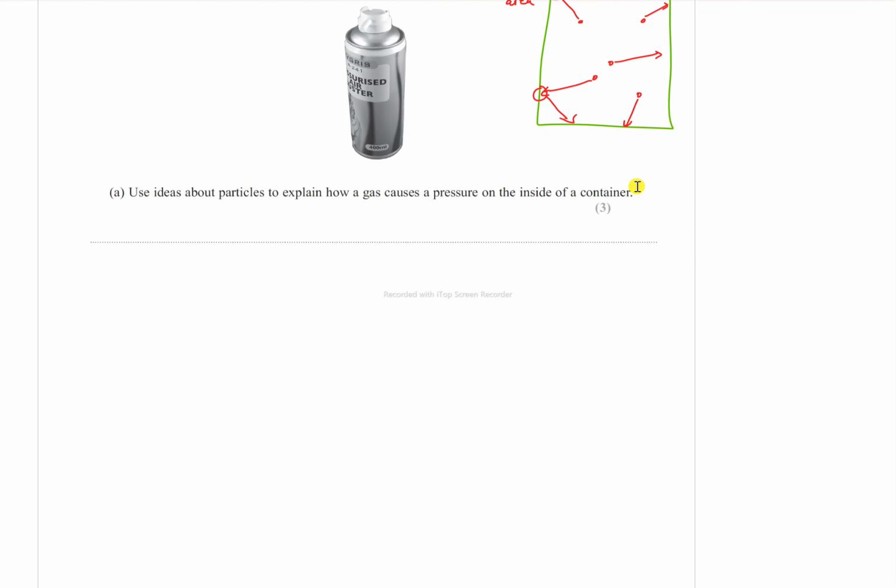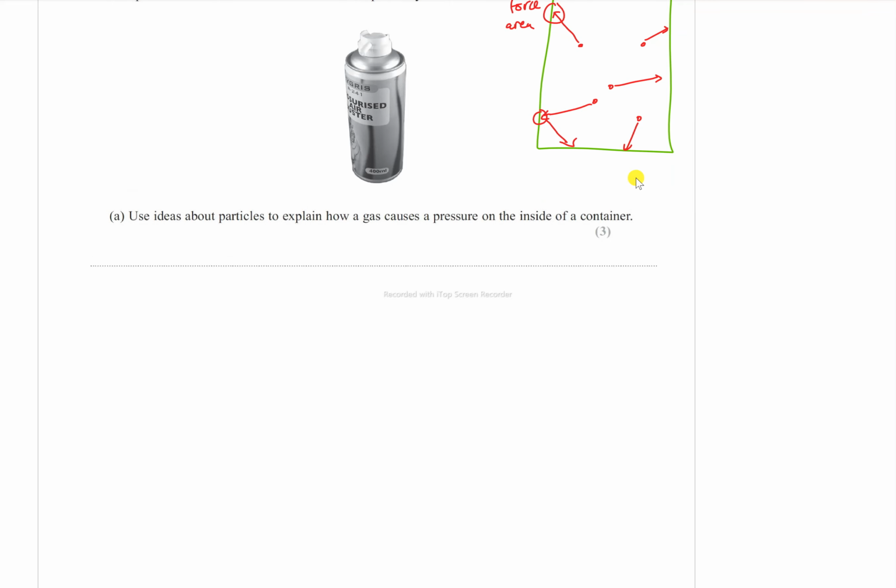Right, so 3 marker. So we can say the particles, it's better to use the word particles rather than atoms or molecules or whatever. It's just a general term. The particles are constantly moving. Another way of saying that, they have kinetic energy, and they are constantly moving in random directions. They have random motion.